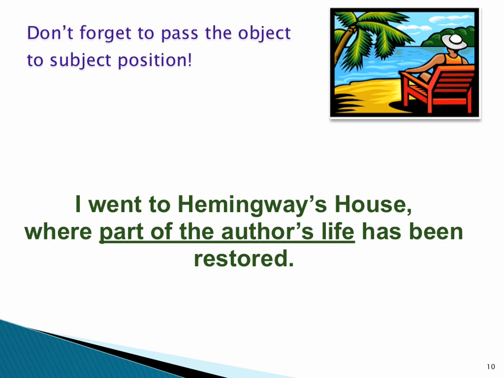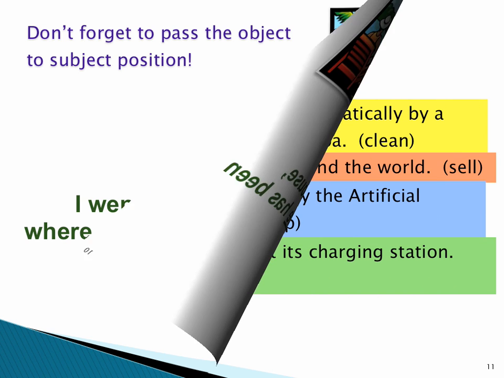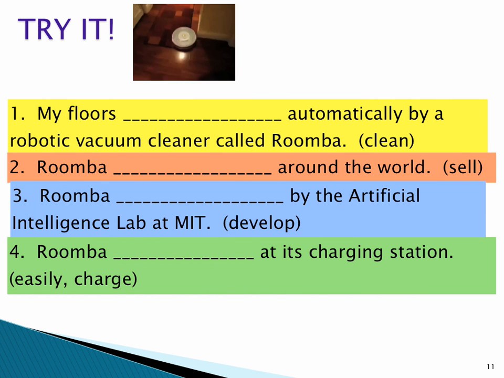Now you try it. Here's an exercise about my robotic vacuum cleaner called Roomba. When you do this exercise, keep these 2 points in mind. First, the tense. That will tell you which form of be to use. And second, the past participle of the main verb. Number 1, my floors blank automatically by a robotic vacuum cleaner called Roomba.